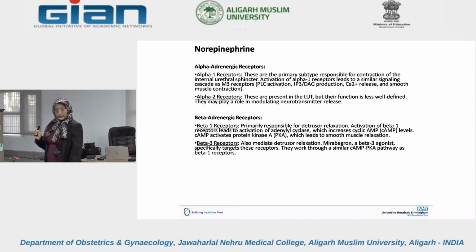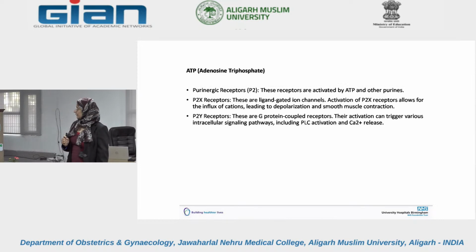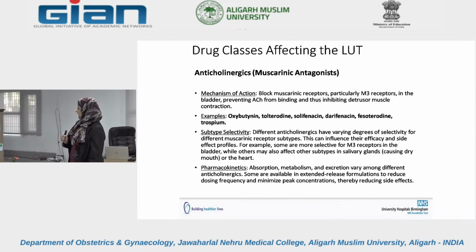Mechanism of action of anticholinergics, as I said, that is the most important group of medication. It blocks muscarinic receptors, particularly the M3 receptor, and it prevents acetylcholine from binding and thus inhibits detrusor muscle contraction. The names of the medications are oxybutynin, tolterodine, solifenacin, darifenacin, fesoterodine, and trospium chloride.